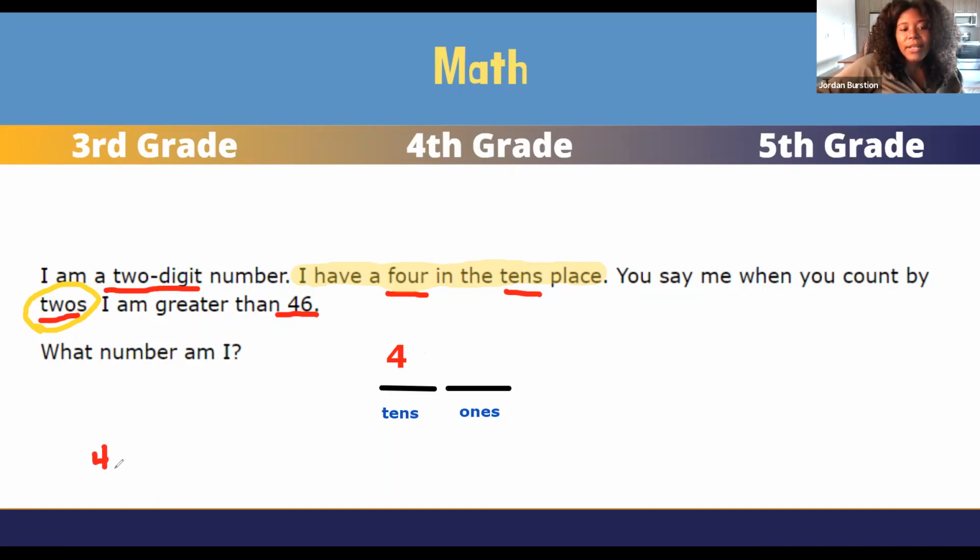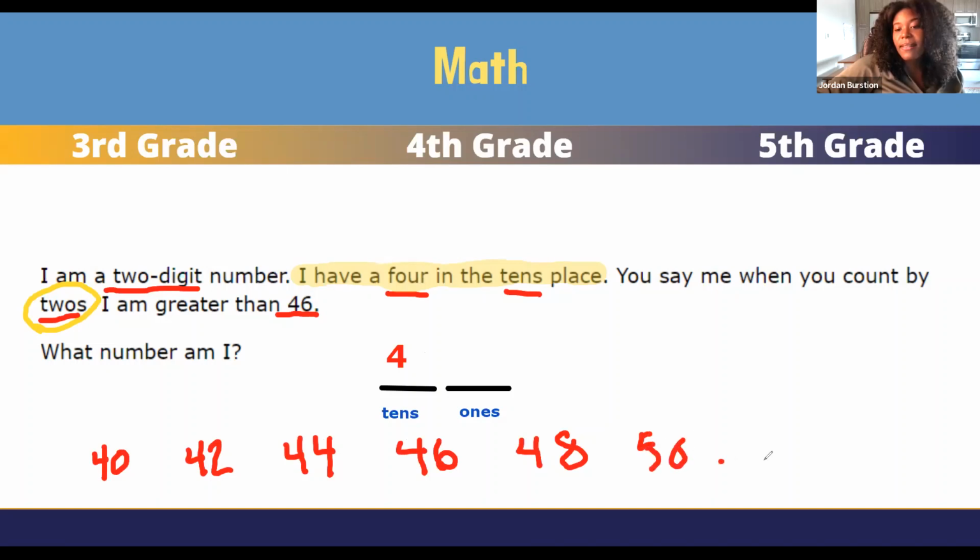So we can go 40, 42, 44, 46, 48, and go on to 50. We could keep going on and on forever. But they said there's a 4 in the tens place, so we can't go up to 50, so we'll stop there. And they said we're greater than 46. So it's not 40, it's not 42.